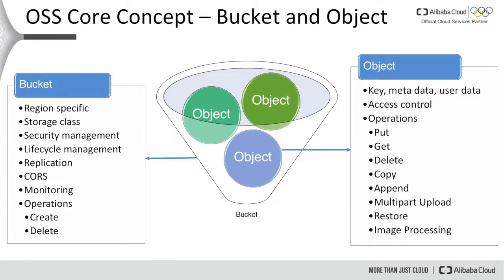So what are the core concepts of OSS? It's really simple because there's just two actually. There's buckets and objects. Think of a bucket as the surrounding container that holds your individual objects. And the bucket puts certain characteristics or configurations around them.